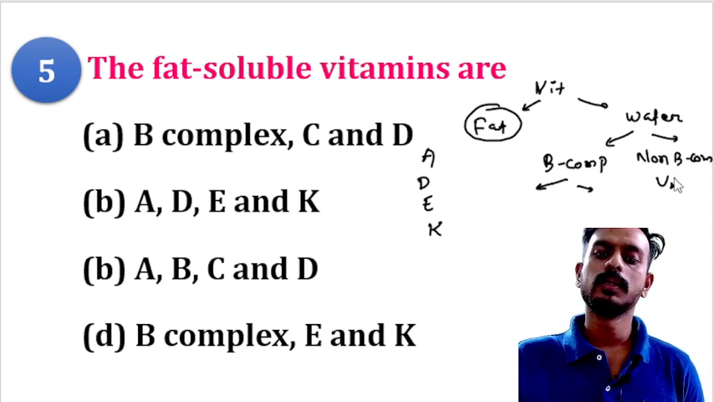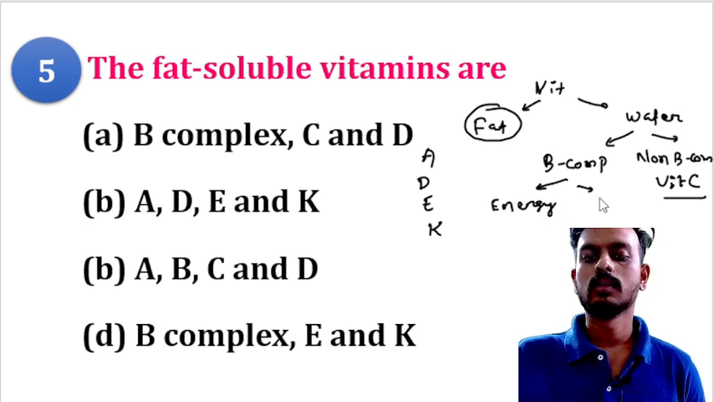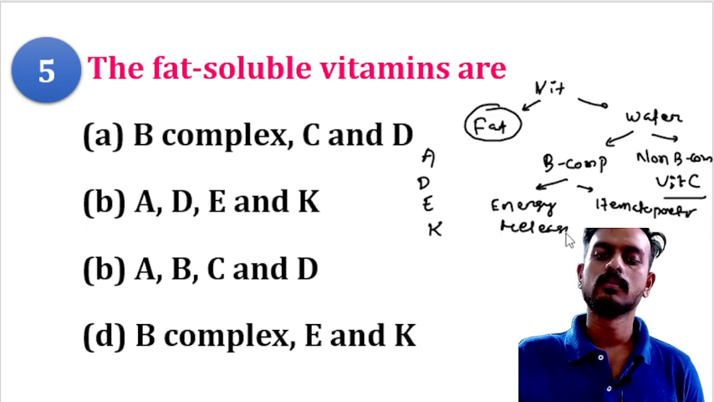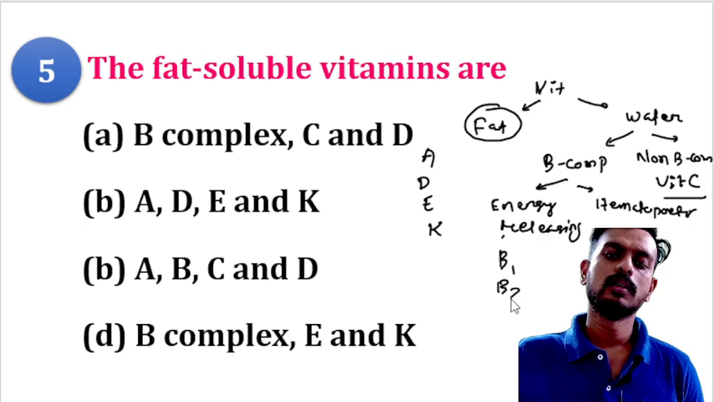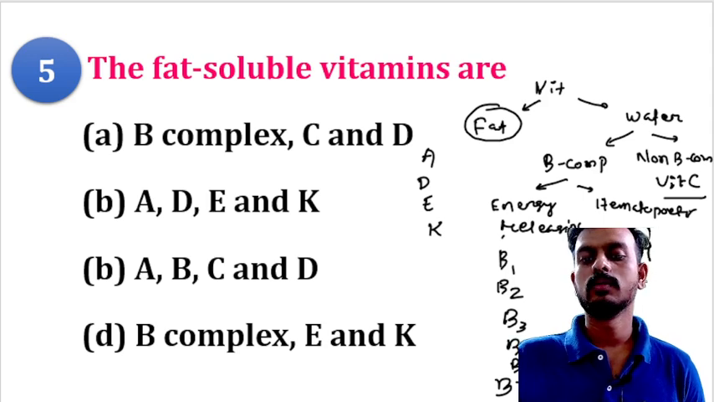Non-B complex is vitamin C. And B complex is again divided into energy releasing and hematopoietic. Energy releasing examples are B1, B2, B3, B5, B6 and B7, and hematopoietic are B9 and B12.